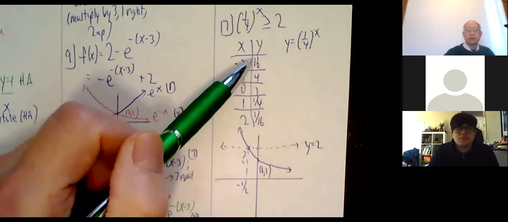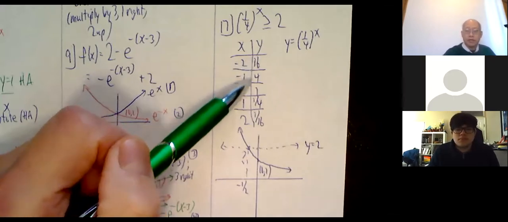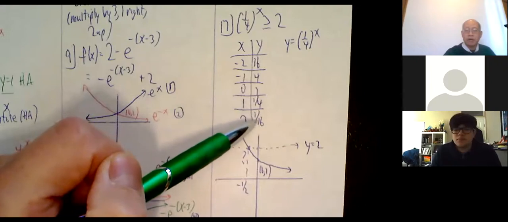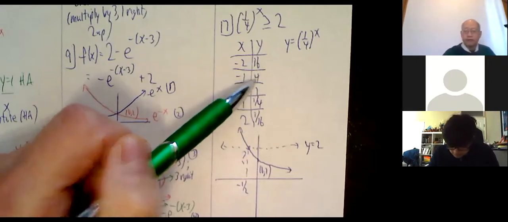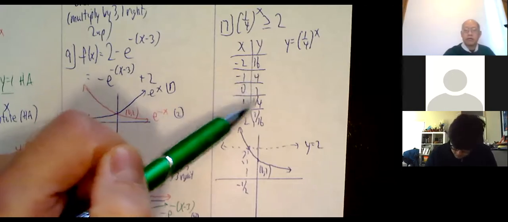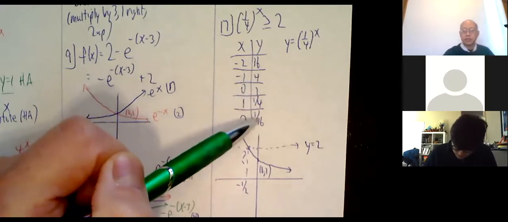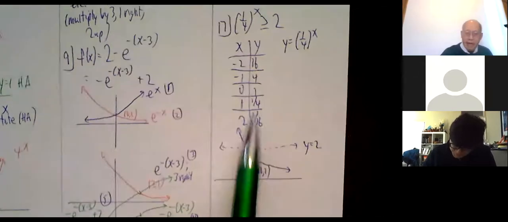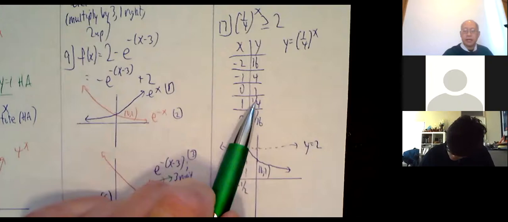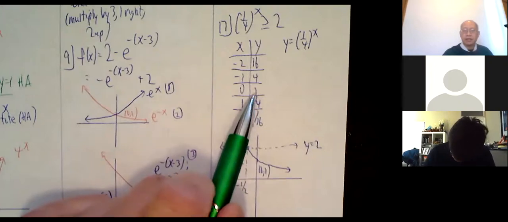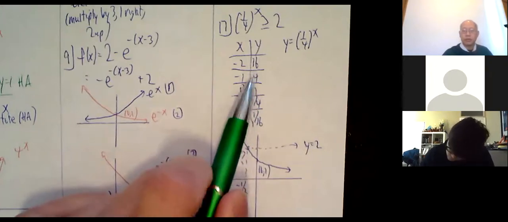By the way, you may also notice a pattern. If I go this way, it looks like I keep multiplying by 1/4. Right? 1/4 of 16 is 4. 1/4 of 4 is 1. 1/4 of 1 is 1/4. 1/4 of 1/4 is 1/16, and so on. Which means if I were to go backwards, I keep multiplying by 4. 4 times that is that. 4 times that is that. 4 times 1 is 4. 4 times 4 is 16, and so on.